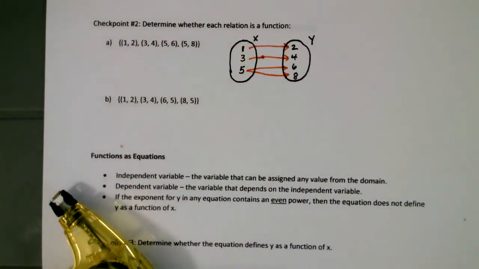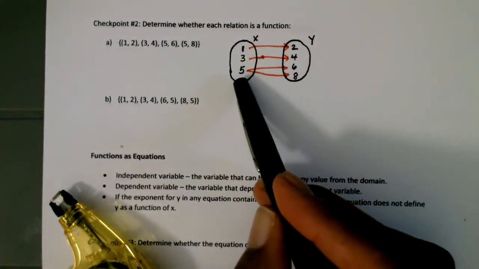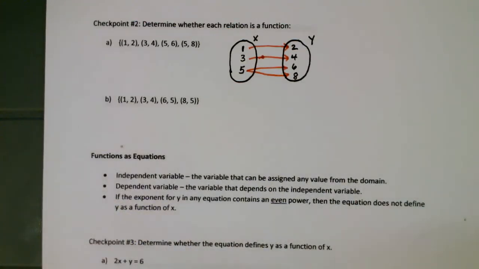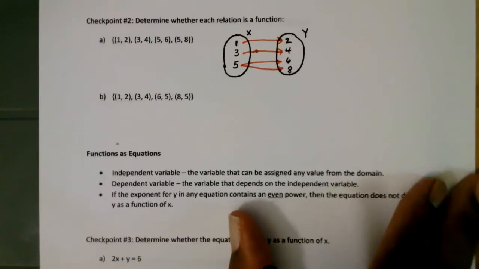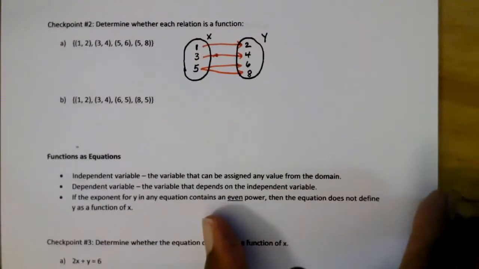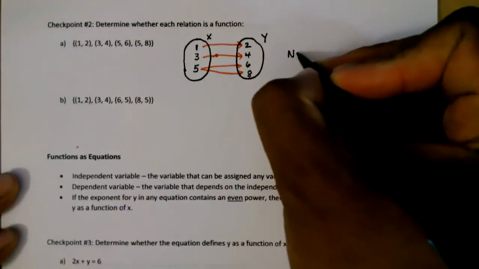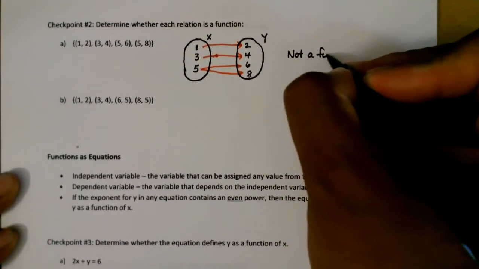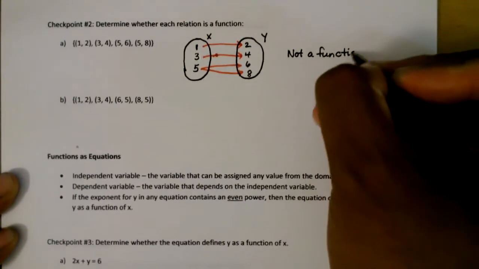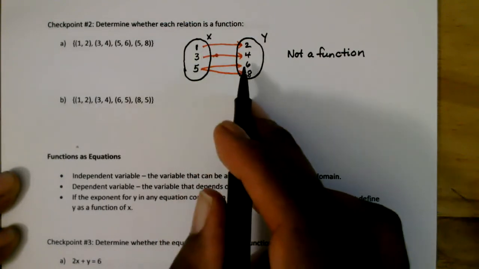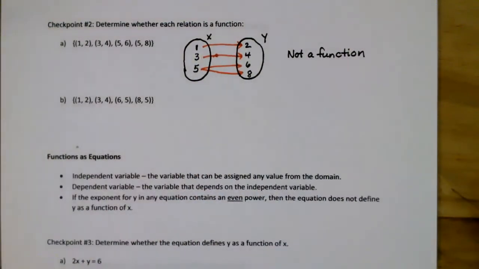This is just a visualization of the x going to the corresponding y. Notice that the 5 is paired with two different numbers, 6 and 8. So that violates the rule for being a function. So that means that this relation that you see here is not a function. That's because you got an x value, which is 5, paired with two different y values, 6 and 8.